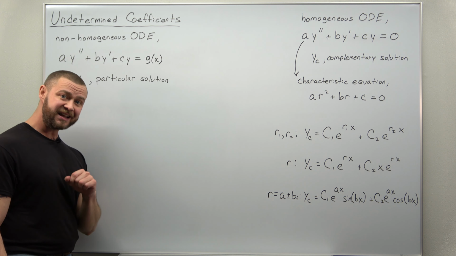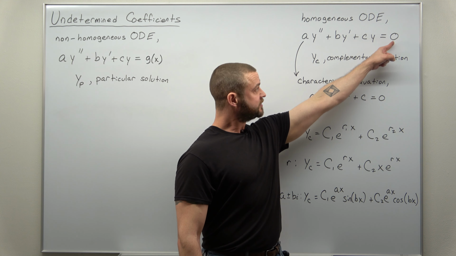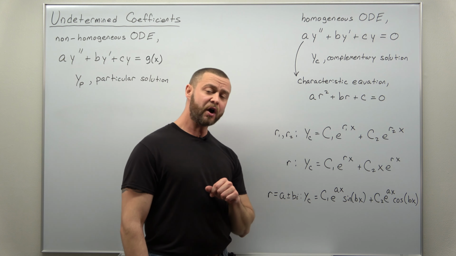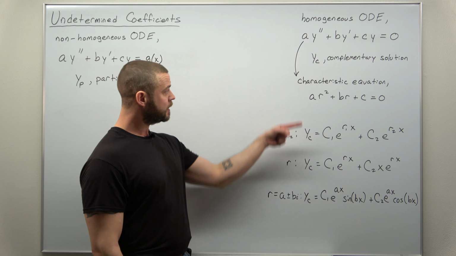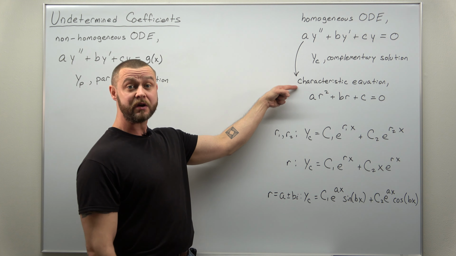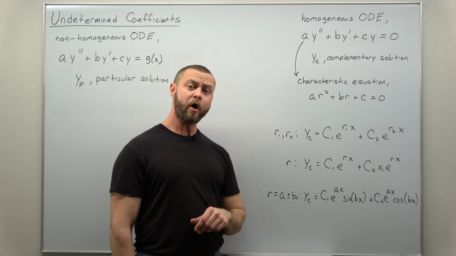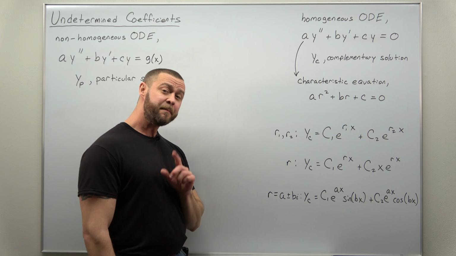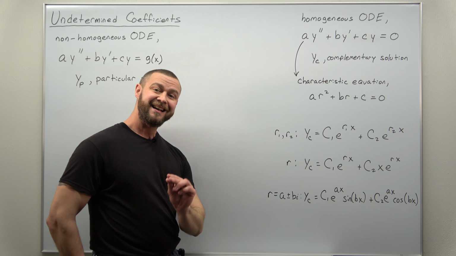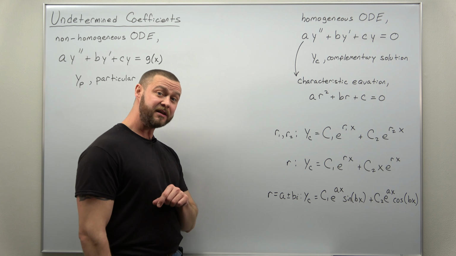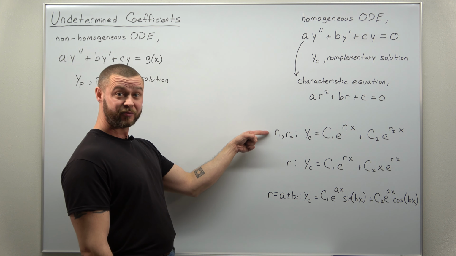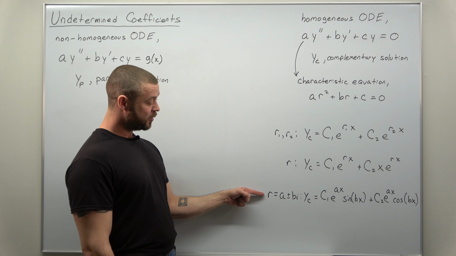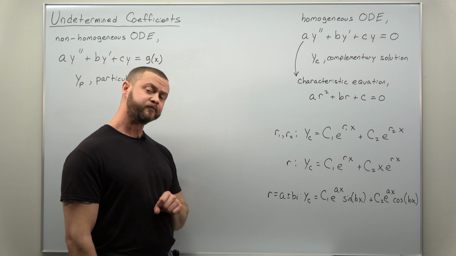Now, if the right-hand side is 0, that gives us what we call the homogeneous ODE, and we can actually solve that already very quickly by converting to the characteristic equation. You might recall from a previous video, the characteristic equation has 3 possibilities for solutions. The characteristic roots come out to either be distinct real roots, a repeated real root, or you get complex roots.